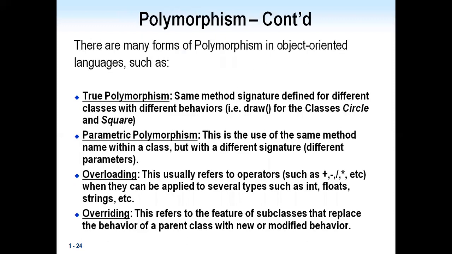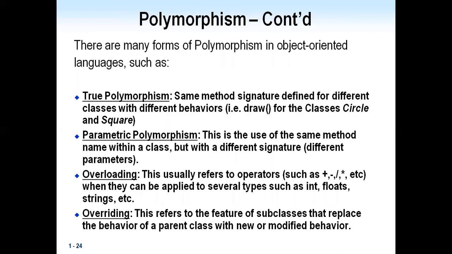Next, the languages. There are many forms of polymorphism in object-oriented languages. That is true polymorphism, parametric polymorphism, overload polymorphism, and override polymorphism. Already we are studying the Java language. What is meant by polymorphism, parametric polymorphism, and override polymorphism? Okay, first one, true polymorphism.